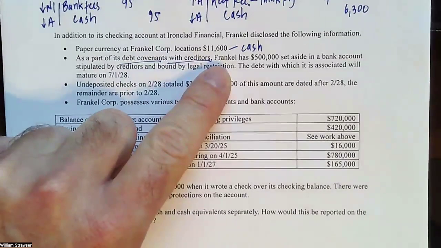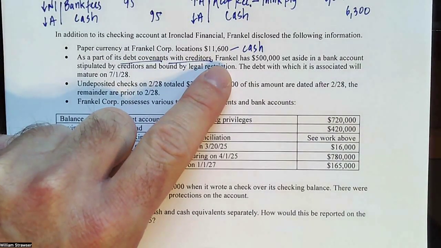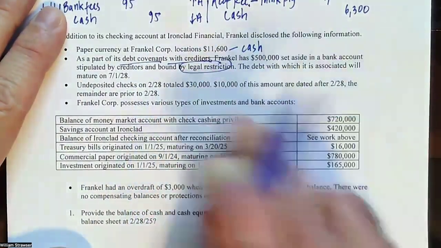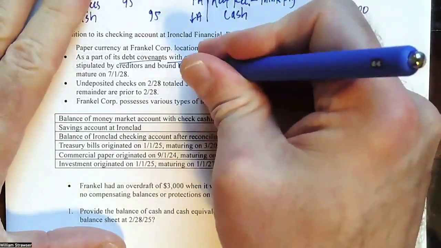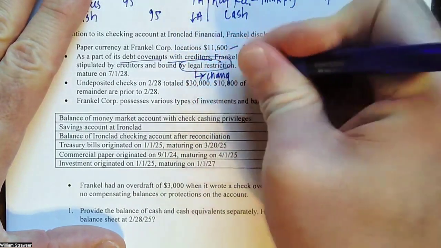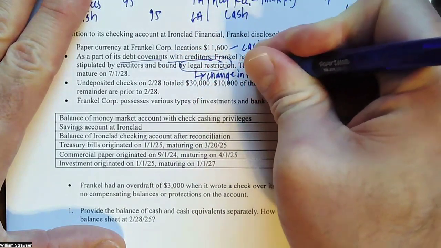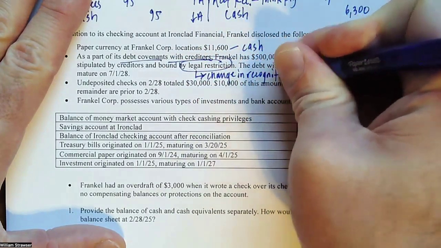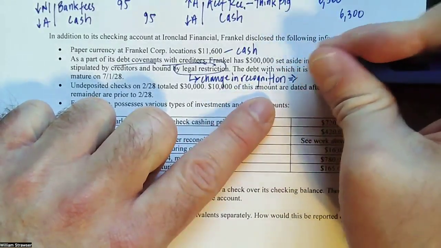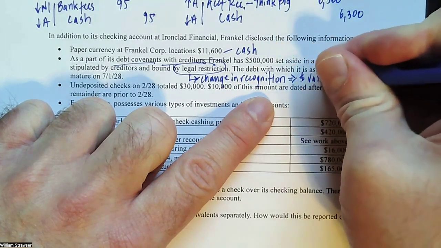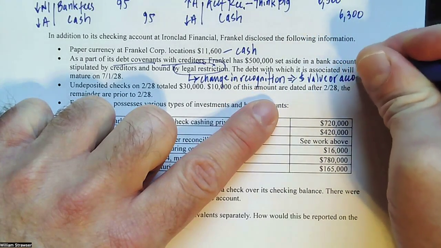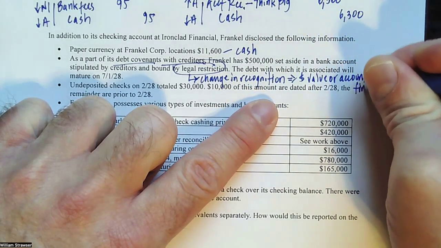Well, one of these says Frankel has $500,000 set aside in a bank account stipulated by creditors, and it's bound by legal restriction. And that legal restriction is very important. Legal restriction means that we have a change in recognition. Now, understand that the word recognition implies that a dollar value or account on financial statement will change.